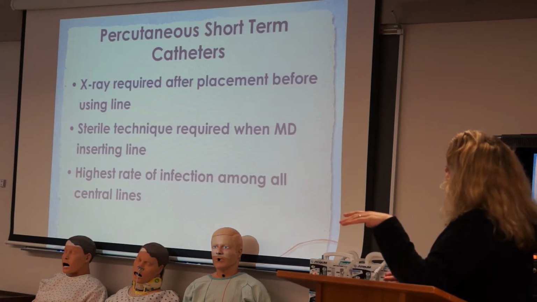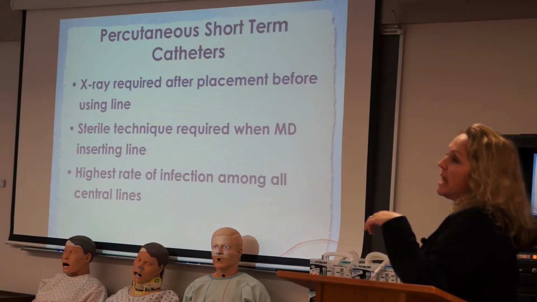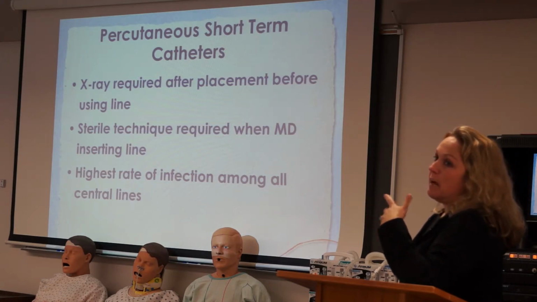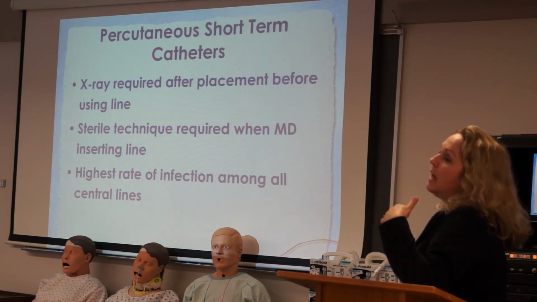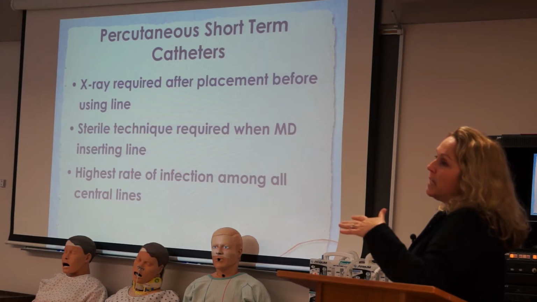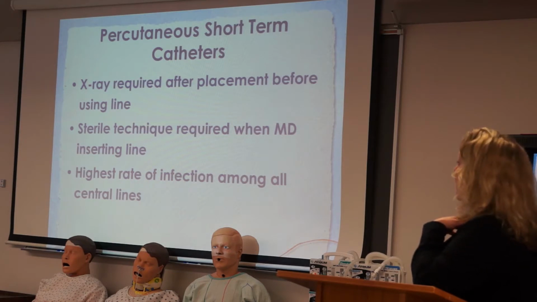All of these lines need an x-ray after they're placed to ensure that they are in the proper location, and they usually put these lines in either in surgery or in an interventional radiology suite where they are actually under an x-ray, and they will get a film done. If they don't do it there, they will have a portable chest x-ray usually done afterwards to confirm that these are placed in the correct location.